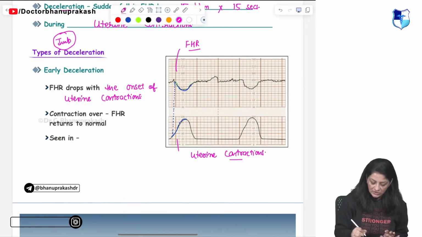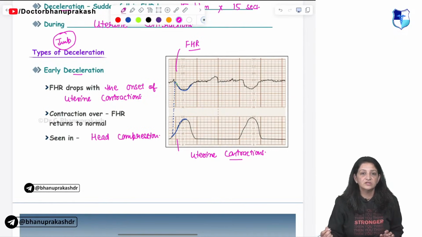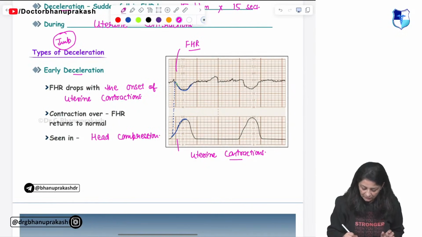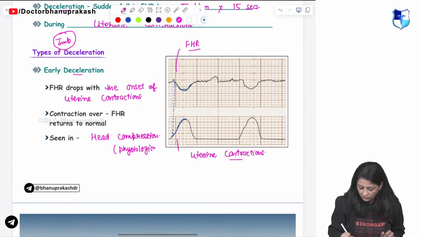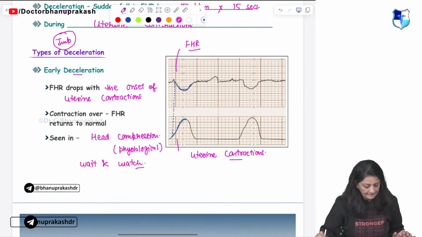Early deceleration is seen in head compression, which is normal during labor. Physiological. So we can just wait and watch.